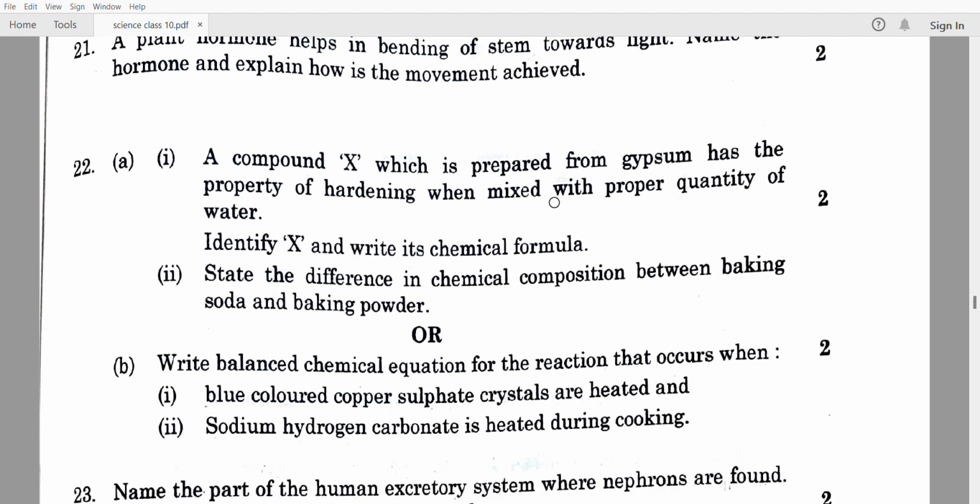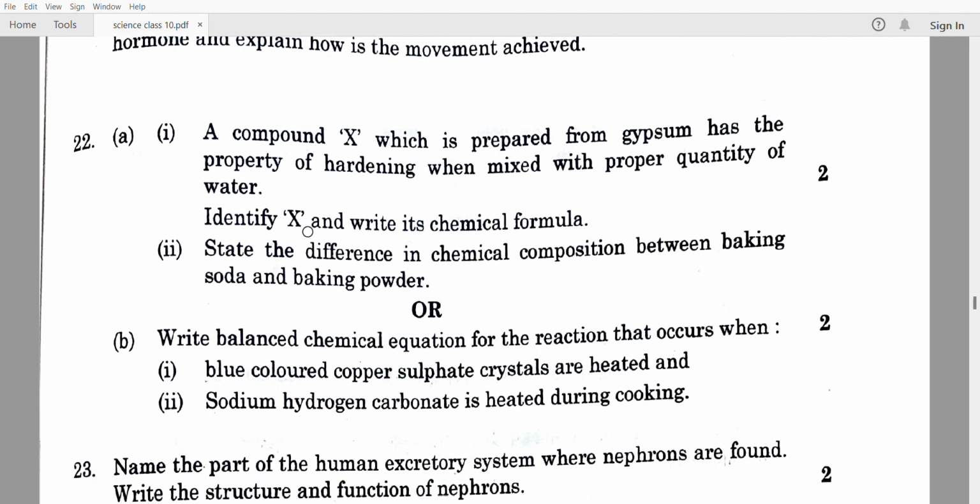22A. A compound X which is prepared from gypsum has a property of hardening when mixed with proper quantity of water. Identify X. So here we know X is plaster of Paris, CaSO4 dot half H2O. That's calcium sulfate hemihydrate.